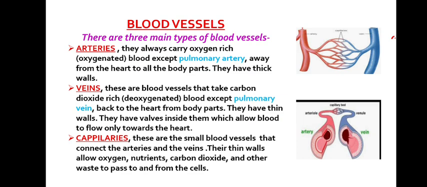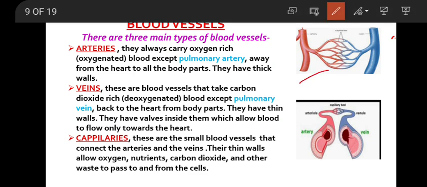If you see the first diagram given here, red blood vessels are called arteries, and blue colored blood vessels we call veins. The arteries and veins are connected by narrow blood vessels, which we call capillaries.